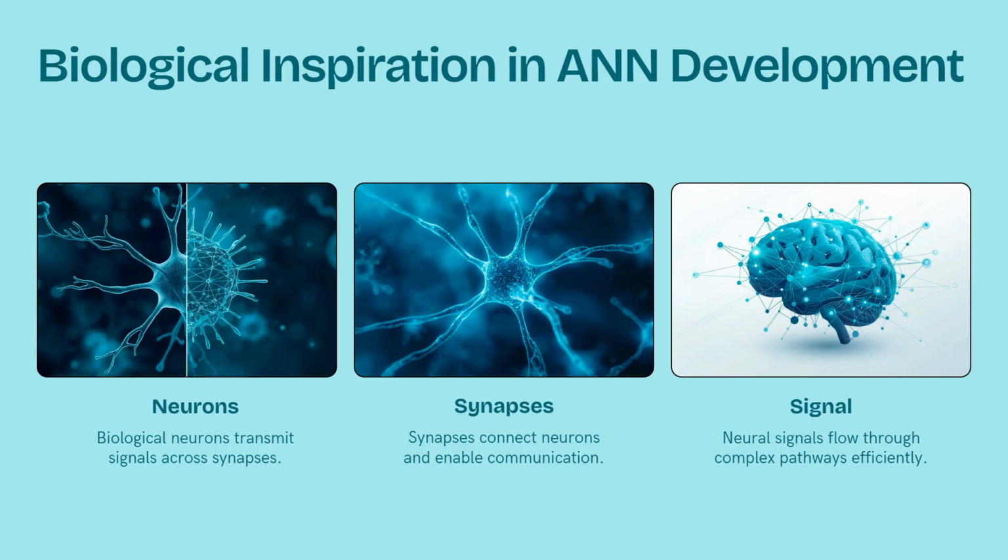Now, how does this relate to ANN? Well, we create artificial versions of all these: artificial neurons, artificial synapses, artificial signals. We use mathematical formulas to simulate the way neurons behave in the brain. This biological inspiration is the reason ANN are so powerful. They borrow learning mechanisms directly from human intelligence.